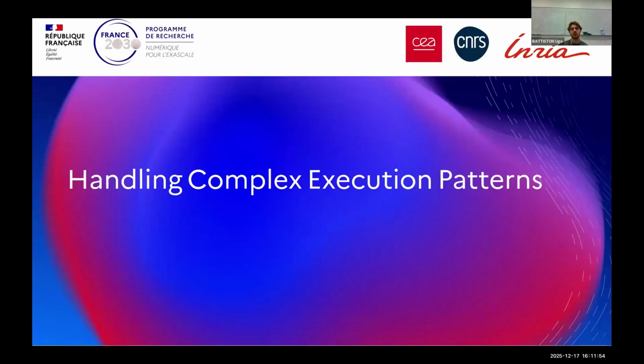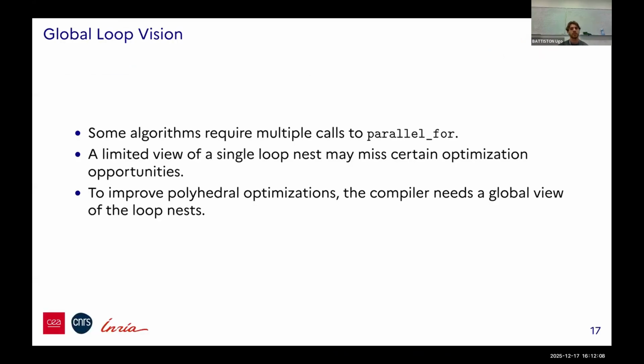So now at this step we can apply the Polyhedral model on a basic example, but we can get complex cases, and I will present you some. An issue is when the user writes multiple parallel_for to write one kernel. This gives a limited view of the kernel for the compiler and also for the Polyhedral model, and this is why we want a global vision of the kernel with one parallel_for.